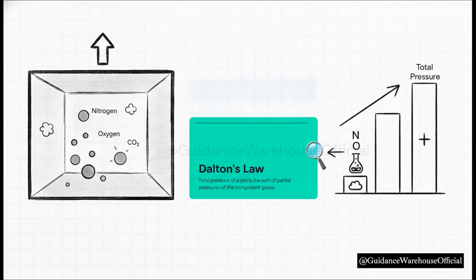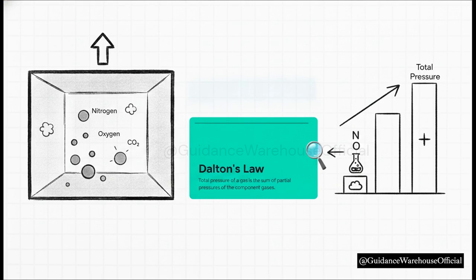For our final concept today, we are shifting focus away from single pure substances and looking at the messy, mixed gases of the real world. When you have a mixture of gases, like the actual air in the room you are sitting in right now, which is a mix of nitrogen, oxygen, CO2, and water vapor, how do we calculate the pressure? Well, Dalton's law of partial pressures keeps it beautifully simple.